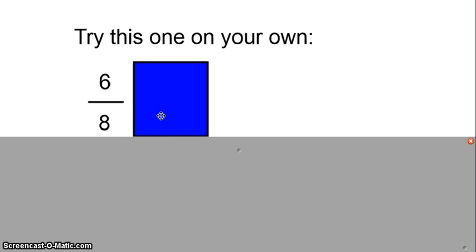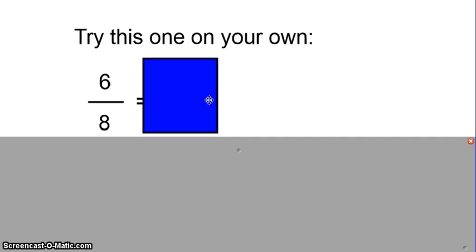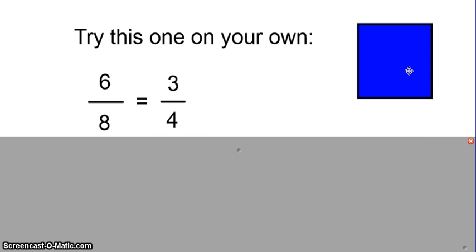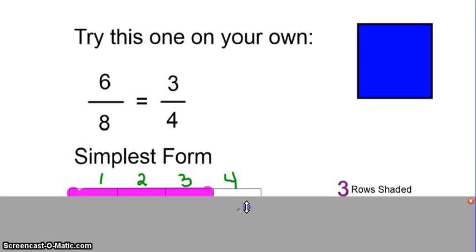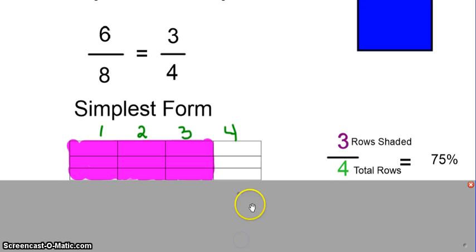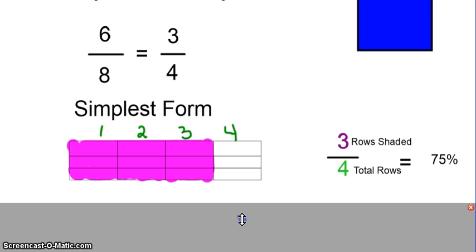Alright, now that you've paused the video and looked, let's take a look. I'll remove this blue square. 6/8 also equals 3/4. If we divide the top and we divide the bottom, the numerator and the denominator, by 2, we get 3/4. So now that we have that in simplest form, we can look at it in another way.